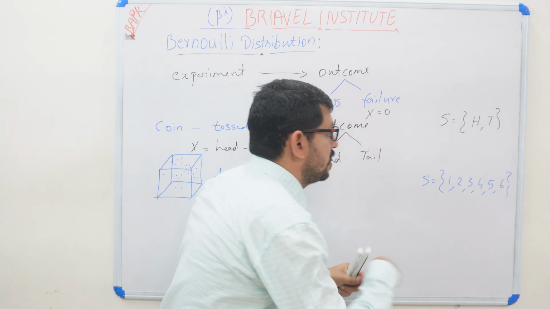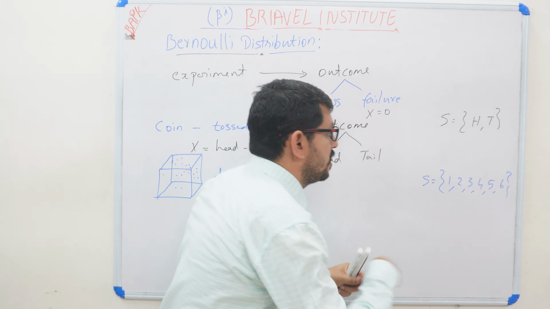Now I'm throwing the dice and I get an outcome. The outcome may be 1 or 2 or 3 or 4 or 5 or 6. But I defined my random variable X so that if the outcome is a 6, that is a success. My success means getting a 6. So this outcome has two possibilities: one is 6, the other is 1 or 2 or 3 or 4 or 5. These are all failures. My success is 6.